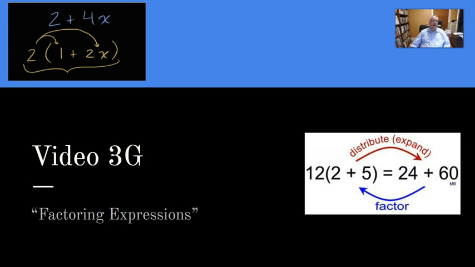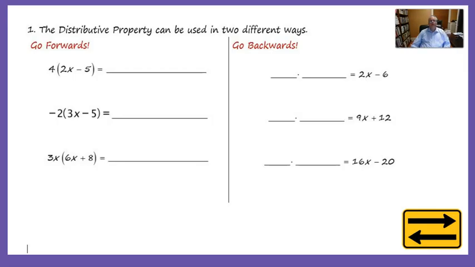This video is about an advanced topic called factoring expressions. It's kind of going backwards with the distributive property. So here we go. We're going to use the distributive property both ways, kind of going forwards the way we have been to expand an expression. We're going to go backwards to do what's called factoring an expression. All right, so let's work through these examples.